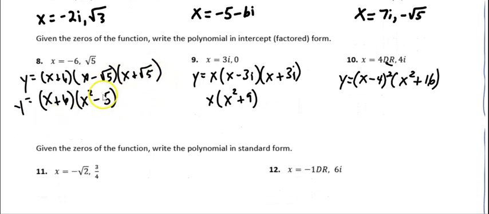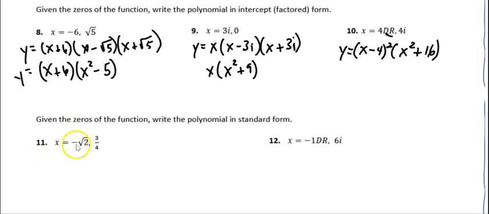Okay, so now we want to go from the factored form to standard form, which in essence just means you have to multiply everything out. Okay, so if we have x equals negative square root of 2, we know we have x squared minus 2. If the 0 is 3/4, remember denominator x, so 4x minus the numerator being 3. So now we just have to multiply this out.